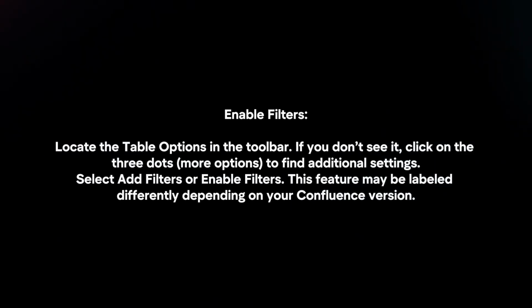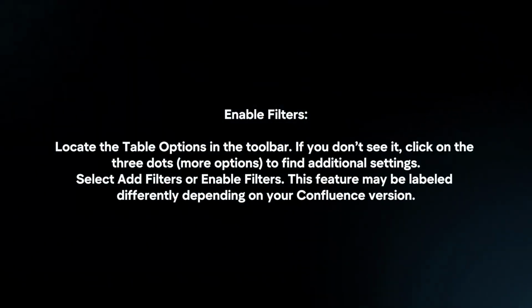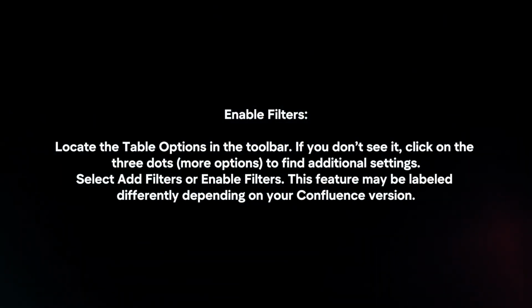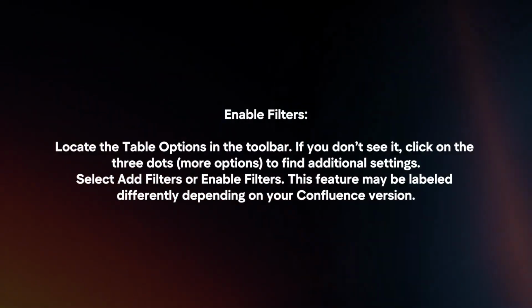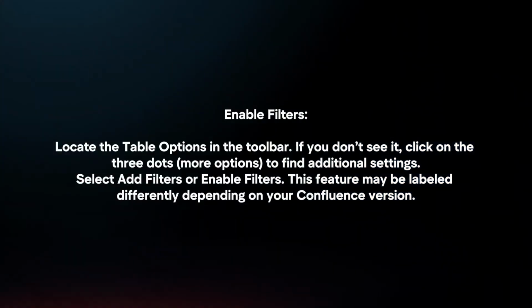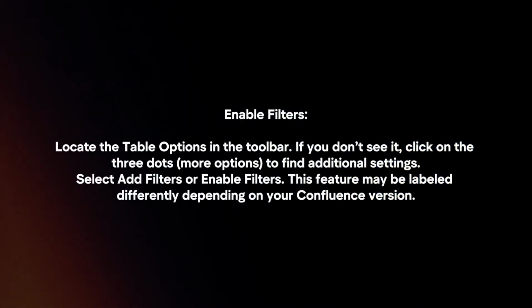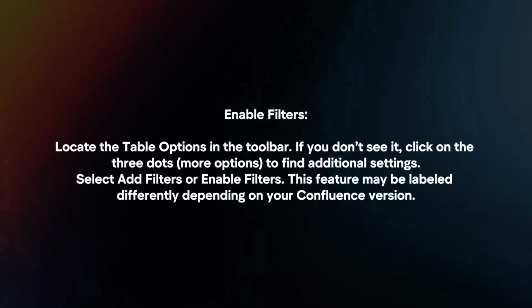Enable filters. Locate the table options in the toolbar. If you don't see it, click on the three dots to find additional settings. Select Add Filters or Enable Filters. This feature may be labeled differently depending on your Confluence version.